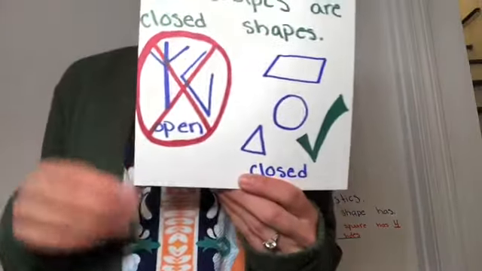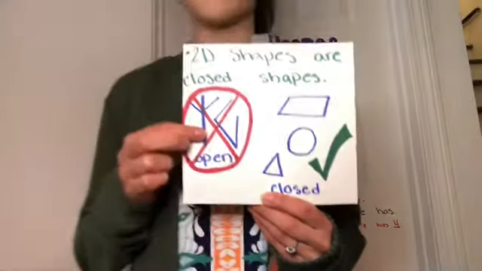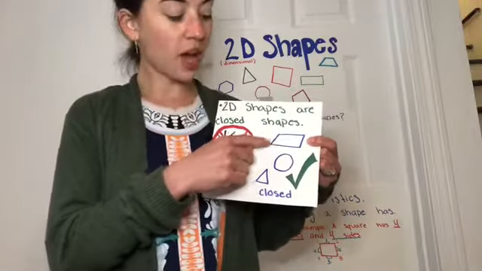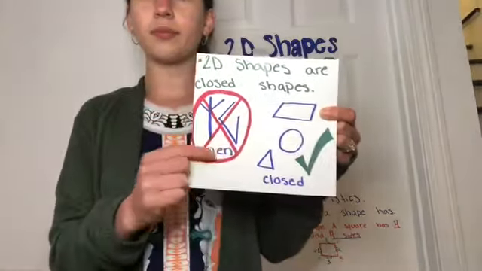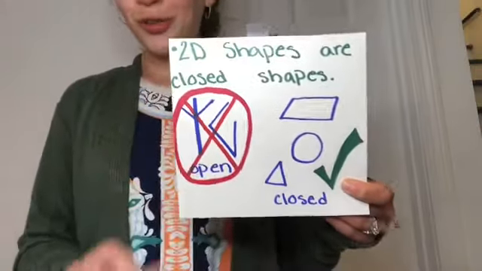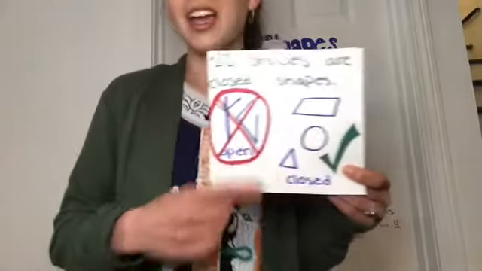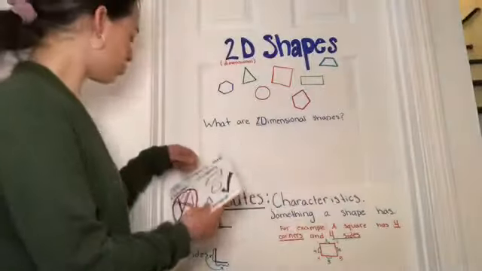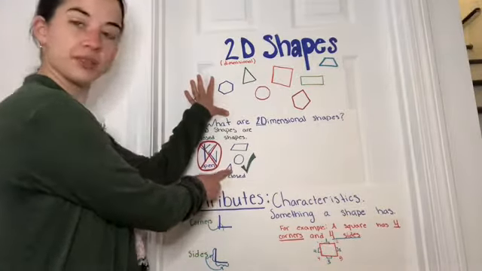What do you notice about closed shapes and open shapes? Right, closed shapes have no openings, so all the sides are connected. The open shapes have openings, so if you were inside an open shape, you'd be able to jump right out. If you're inside a closed shape, you'd be kind of stuck. So 2D shapes are closed shapes.